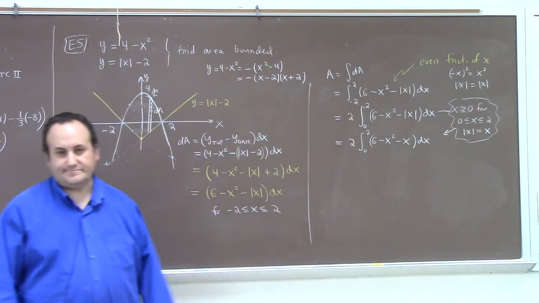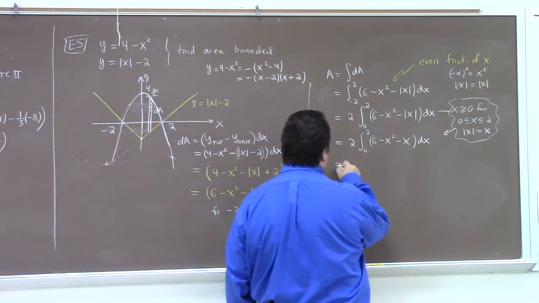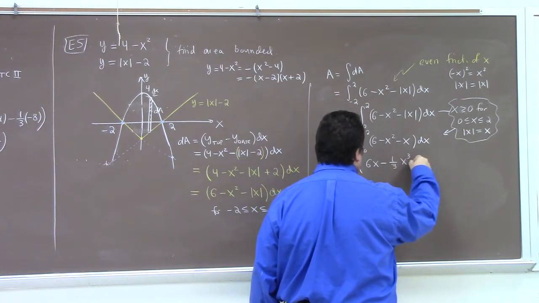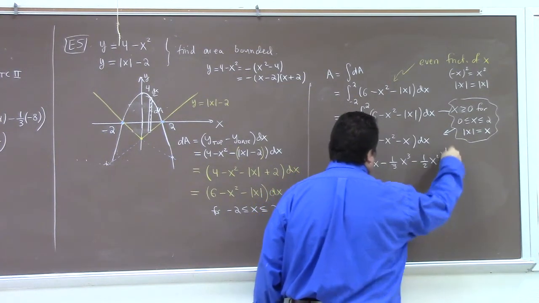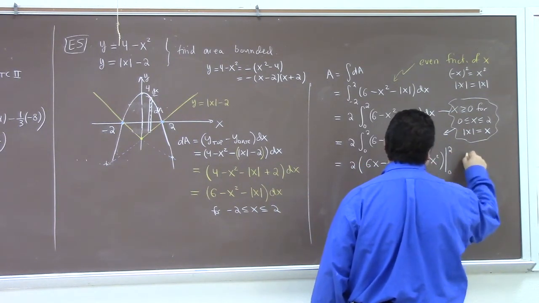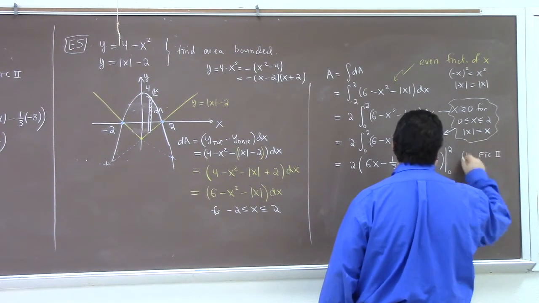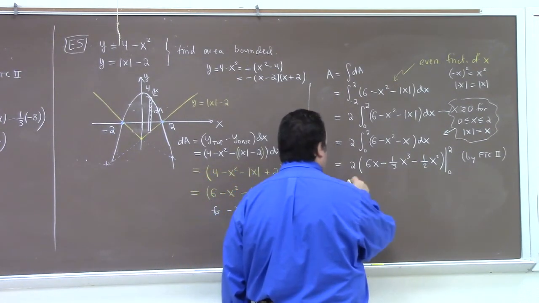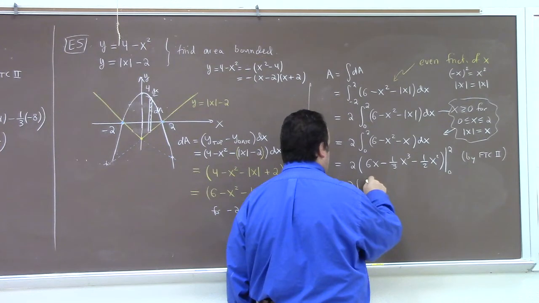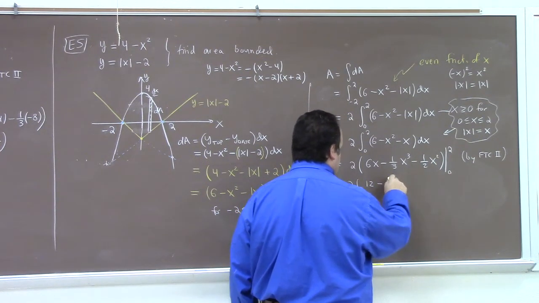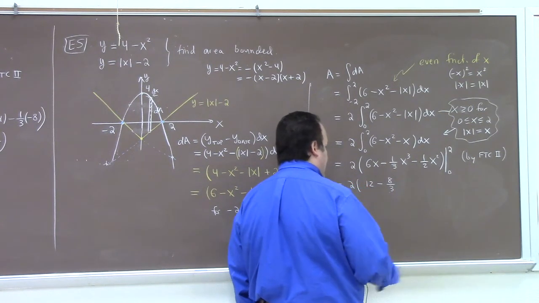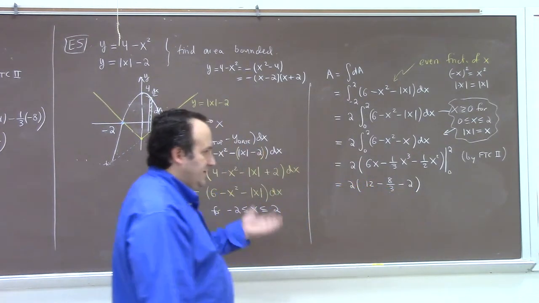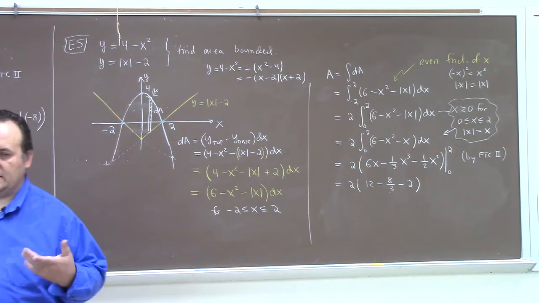And then we integrate, which is what? 2 times, well, I got 6x minus 1/3 x cubed minus 1/2 x squared, evaluated from 0 to 2. This is by FTC2, right? Now, what do we have here? Well, we've got 2 times, well, 6 times 2 is 12. 2 cubed is 8, so minus 8/3. 2 squared is 4. 4 divided by 2 is 2, so I get minus 2. And that's it, because when I plug in 0, I don't get anything from that expression, right? That antiderivative evaluates to 0 at 0.